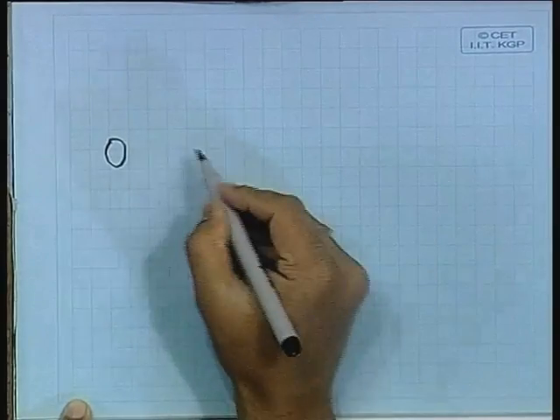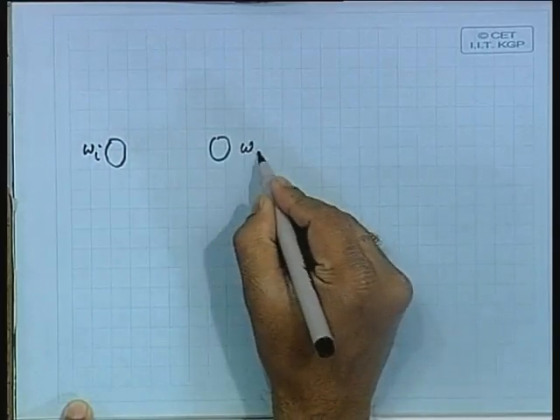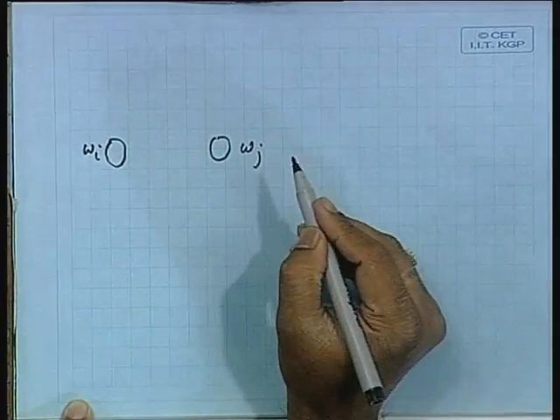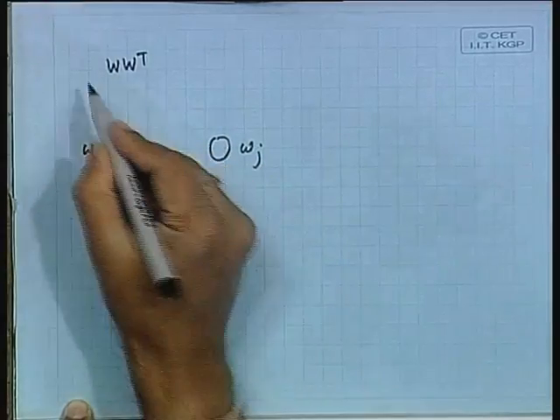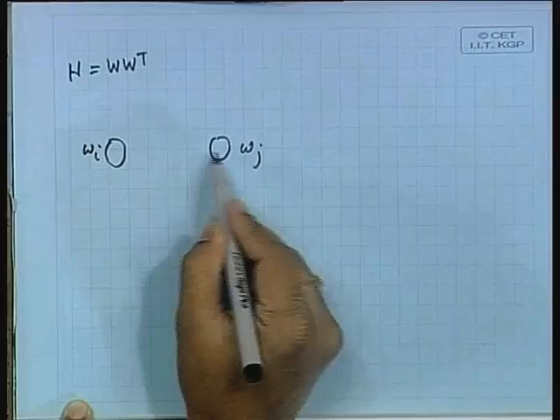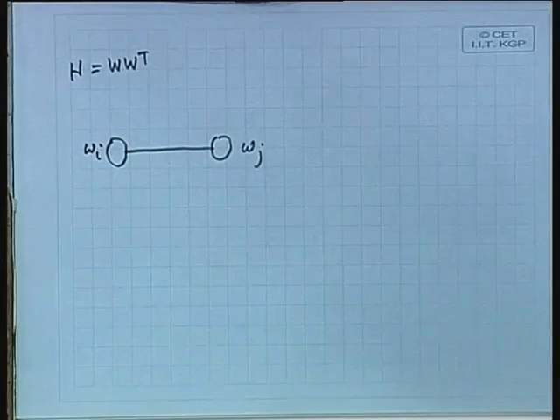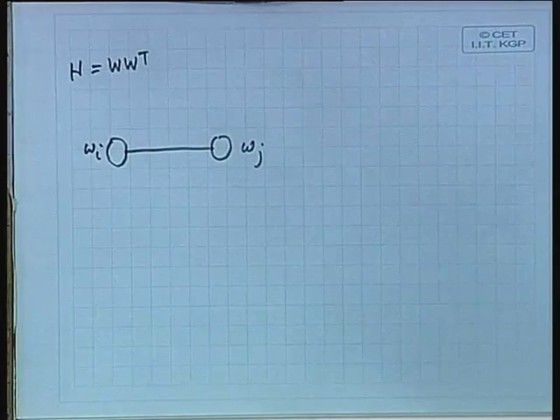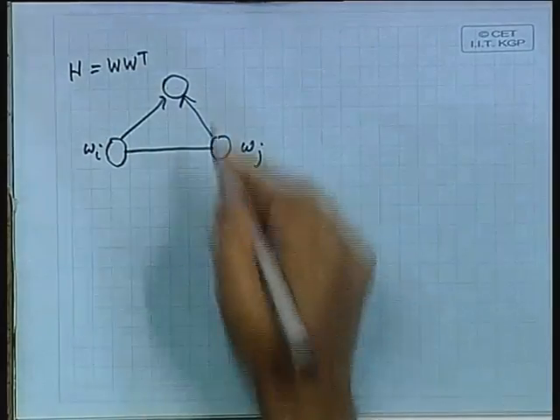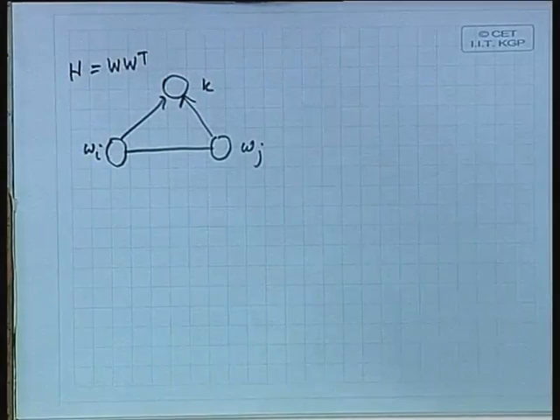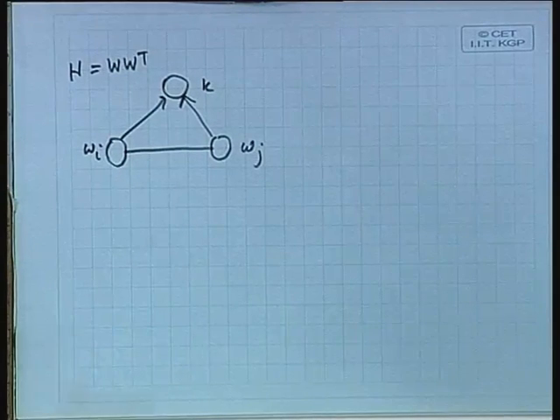So, if you have a graph like this, so this is, say, a web page i, and this is a web page j. So, in the matrix W W transpose, or in the corresponding hub matrix, as I say, what would it mean? Means what's the strength of this particular link? Isn't it the number of nodes to which both of them point to? By the same analogy, it is the number of nodes which both of them point to.